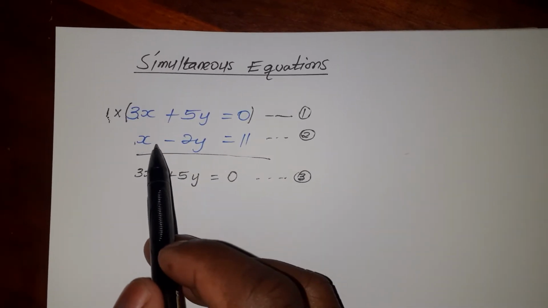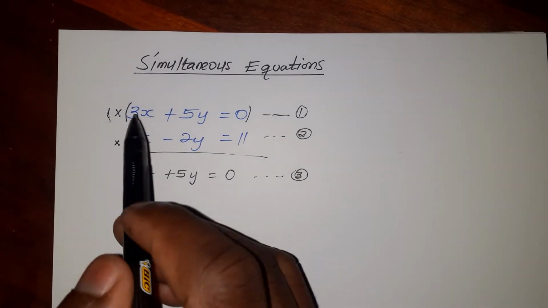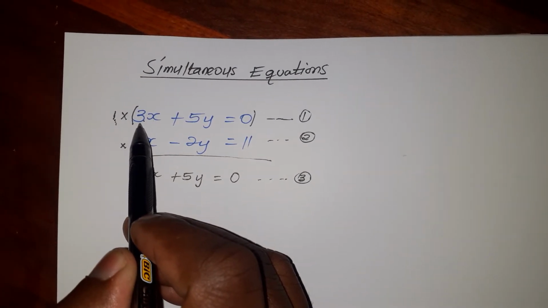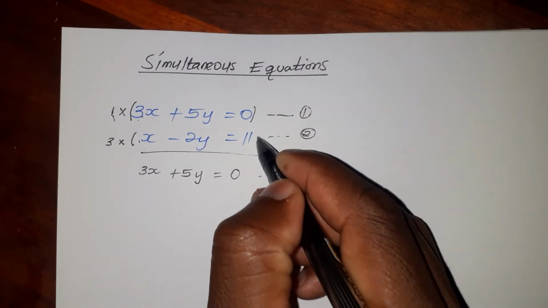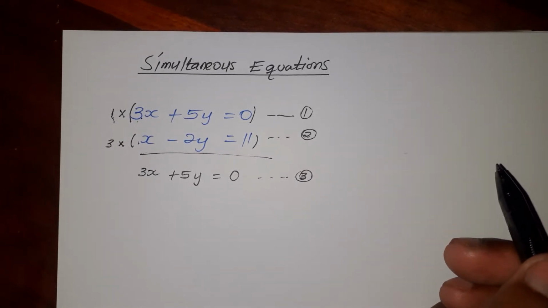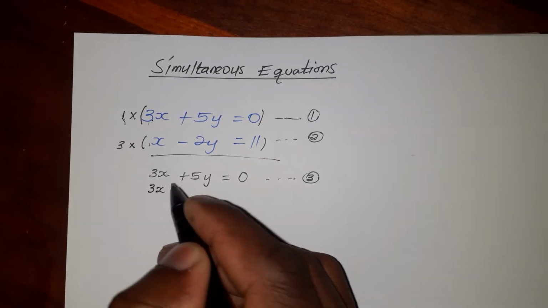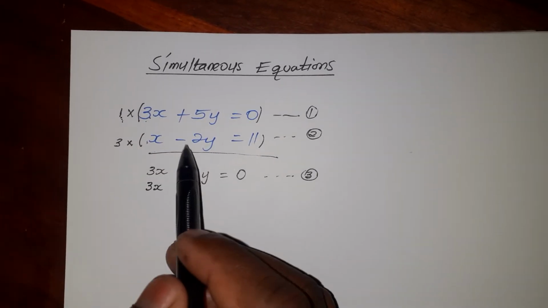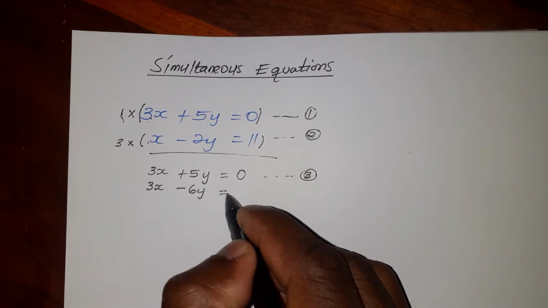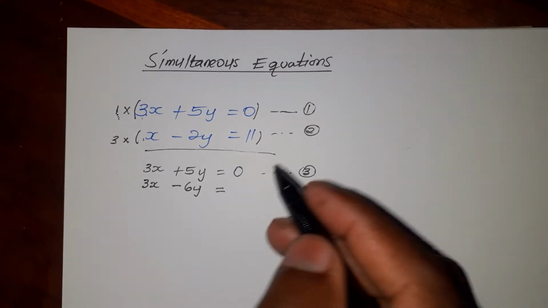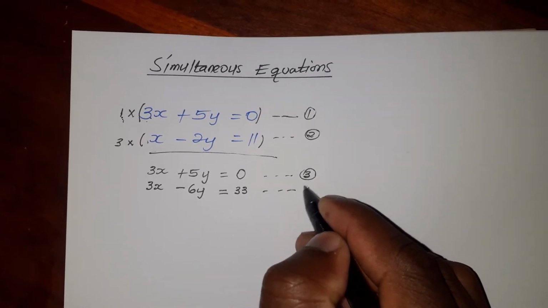While the second equation, we multiply throughout by the coefficient of x, which is 3. We should put brackets here so that we know we are multiplying throughout. 3 times x, we have 3x. 3 times negative 2y, we get negative 6y. And then equal 3 times positive 11, we get positive 33. And that becomes our equation number 4.